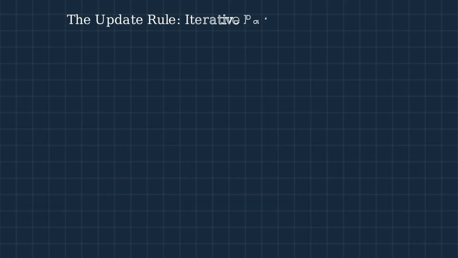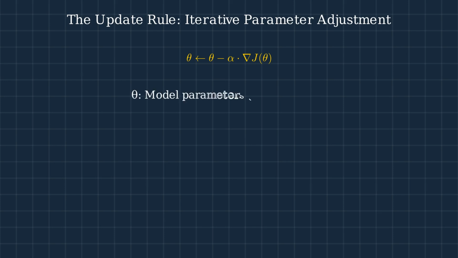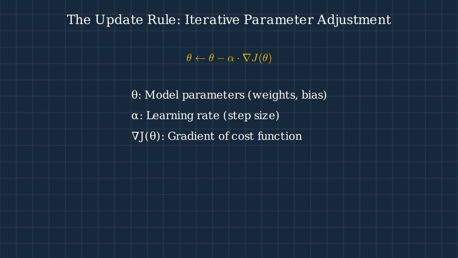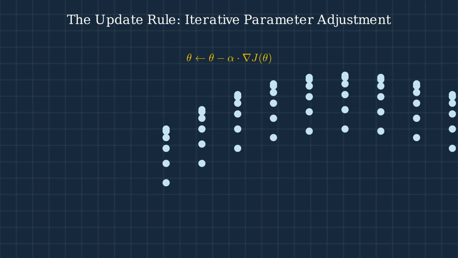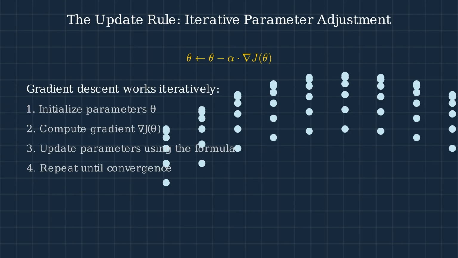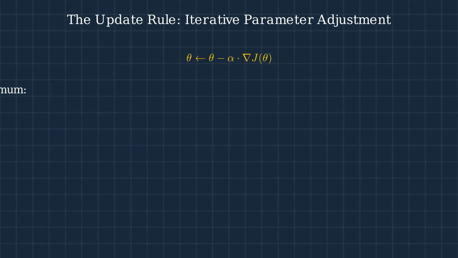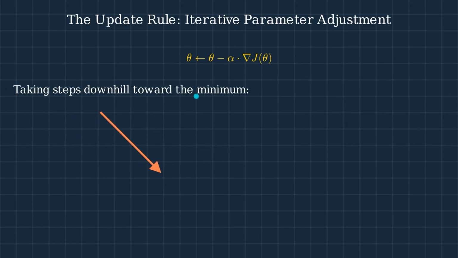The core of gradient descent is the update rule. This formula tells us how to adjust the model parameters in each iteration. Let's break down each component of this formula. In gradient descent, we're trying to find the minimum of a cost function, which can be visualized as a surface. Gradient descent is an iterative algorithm that progressively moves toward the minimum. With each iteration, we take small steps downhill, guided by the gradient. The gradient points in the direction of steepest increase, so we move in the opposite direction to minimize the cost.